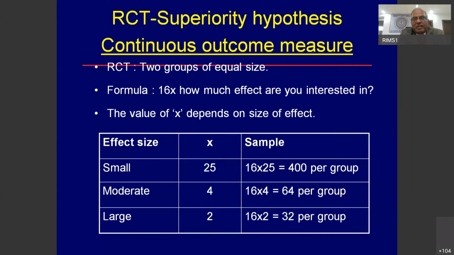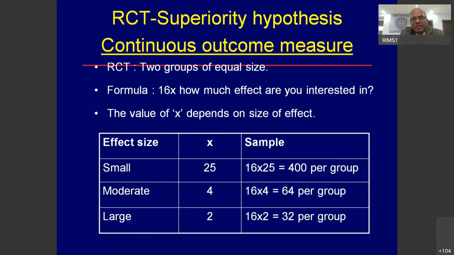Similarly, if it is moderate effect size, then 16 into, moderate we said 0.5, so 1 by 0.5 into 1 by 0.5, which means 16 will be divided twice by half. Half of 16 is 8, then half of 8 is 4. So 4 will be the factor, 16 into 4, 64 per group. If it is large effect size, which we said 0.8, then 16 into 1 by 0.8 into 1 by 0.8. So you can imagine, if you have it calculated, 16 into 2, which will be 32 per group.